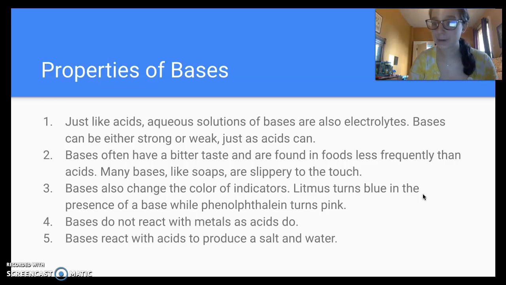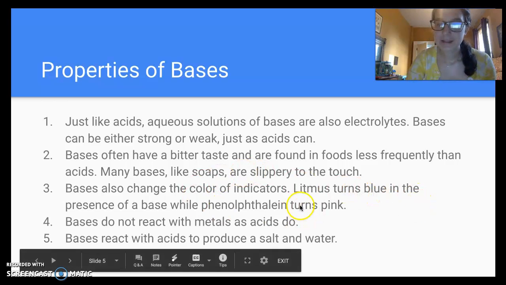Soaps are usually slippery to the touch, so bases are also typically slippery. So if you think of laundry detergent, how it feels if you get laundry detergent on your fingers, it's pretty slippery. But again, in lab, we just don't dip our hand in solution and feel if it's slippery or not. Bases also change the color of acid-base indicators. Litmus will turn blue in the presence of a base, so blue base, red acid. And then the phenolphthalein turns pink, whereas in an acid it's clear.